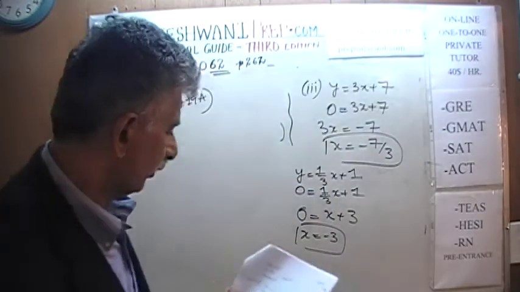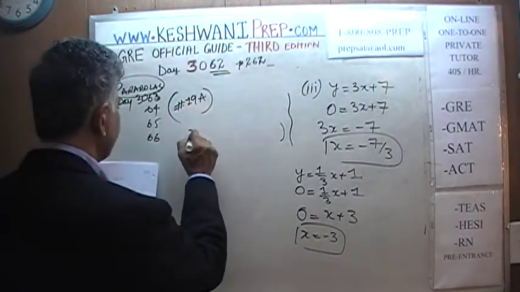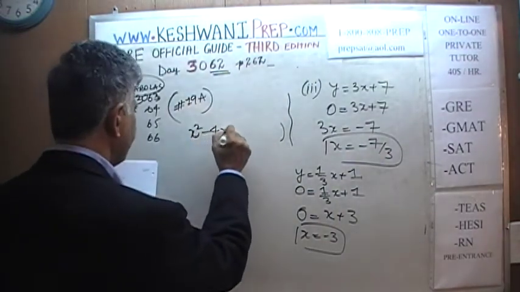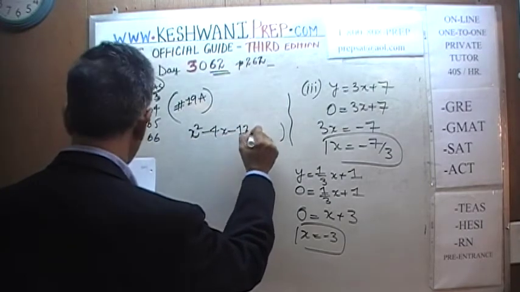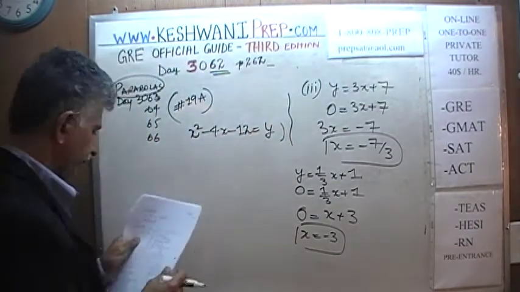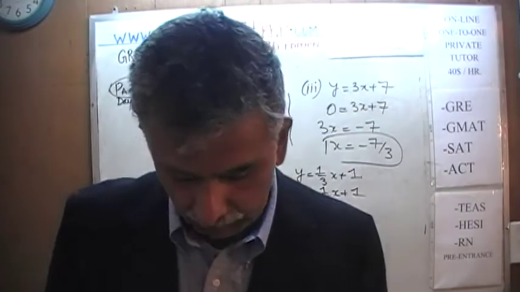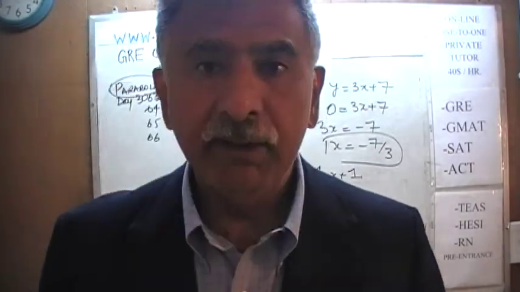Here's your homework for tomorrow. The parabola that they give us is this. X squared minus 4x minus 12 is equal to y, we are told. I want you to work on this parabola and describe this parabola.